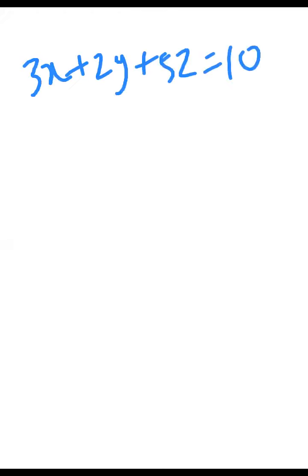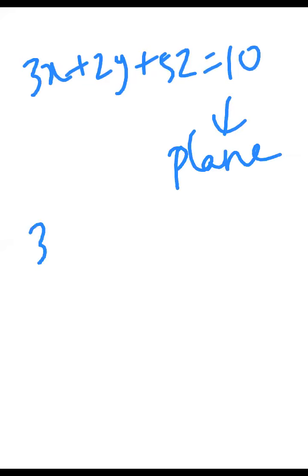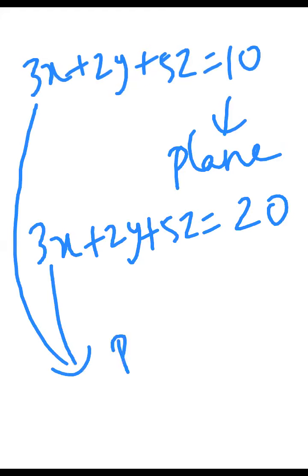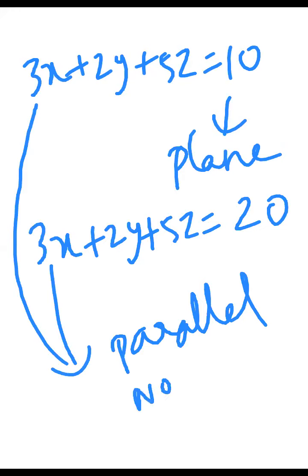Next, suppose it is given in equation format, say 3x plus 2y plus 5z is equal to 10, then it gives you a plane. And if 3x plus 2y plus 5z is equal to 20, that is also a plane, but these two planes are parallel to each other. There is no solution. Parallel means no solution.